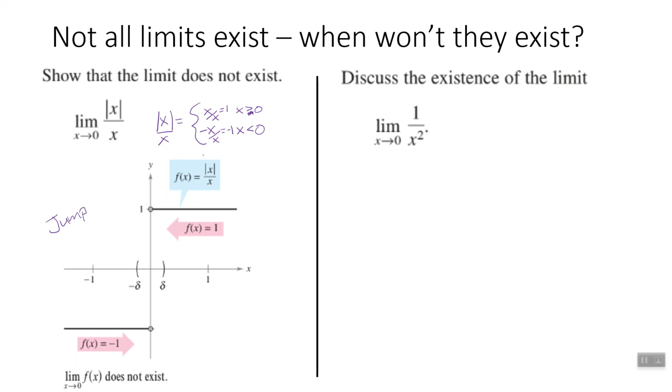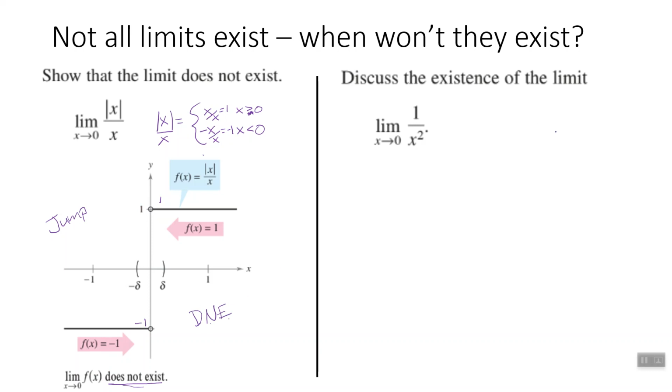So what happens with the limit? Well, from one side it's down here at negative 1. From the other side it's up here at positive 1. And since it goes to two different values from each side, we say the limit does not exist. Or sometimes we write that as DNE for does not exist.